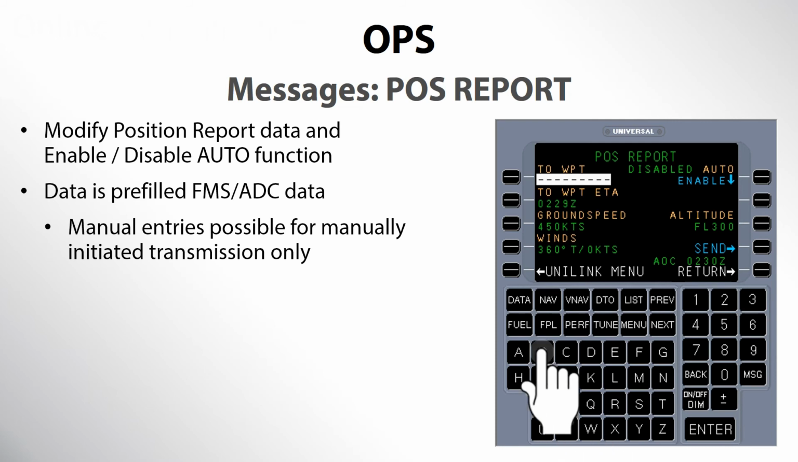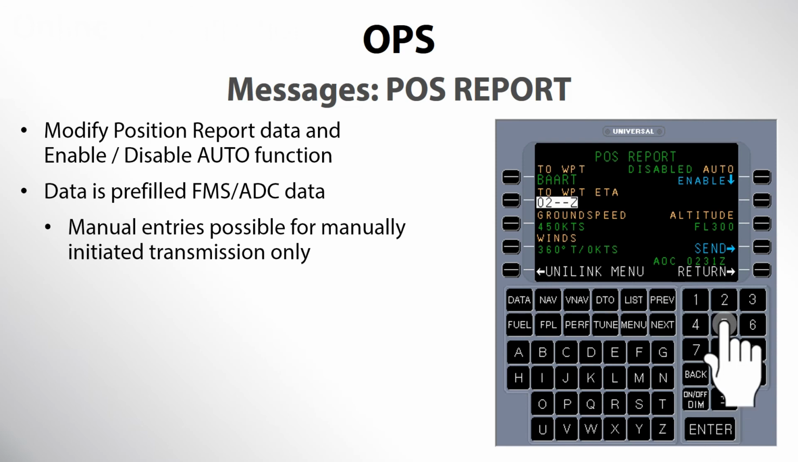With the To Waypoint field active, enter a waypoint name and press Enter. The To Waypoint ETA information is supplied by the FMS. To change it, or if it is not active, press the line select key to the left and enter up to 4 digits. Time is always given in UTC. Press Enter. In the same way, enter your ground speed, winds, and altitude, and then press Send to place the report in queue for transmission.